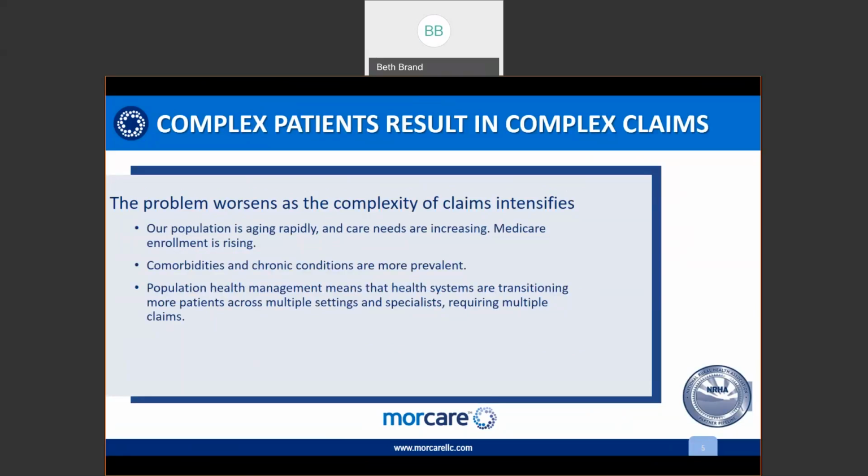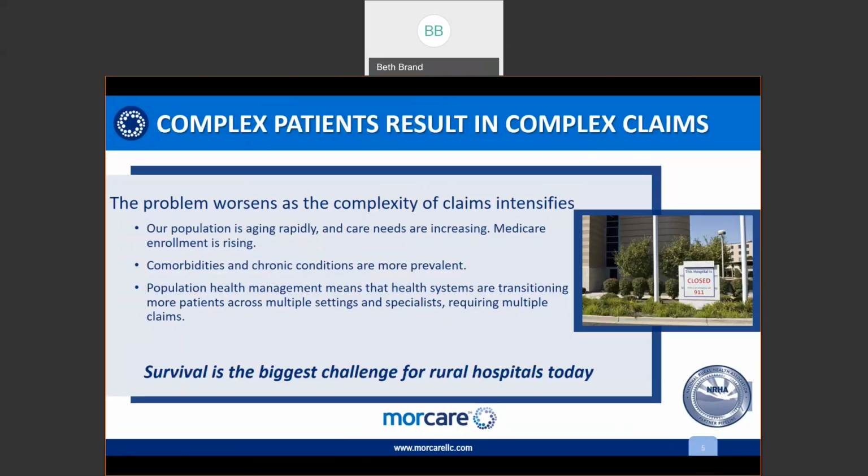And the problem worsens as the complexity of claims intensifies. So we all know that the population is aging rapidly. We're seeing an older population on average with more comorbidities and chronic conditions. Population health management now means that health systems are transitioning more patients across multiple settings, thus requiring multiple claims. And truly, survival is the biggest challenge for rural hospitals today.